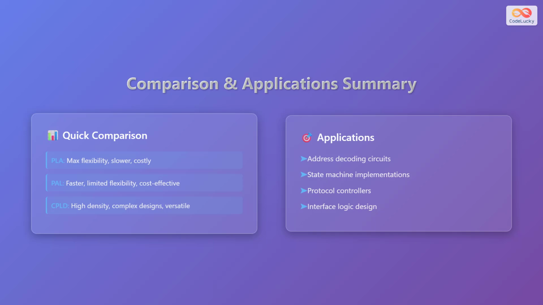Now, let's quickly compare the different types of programmable logic devices and summarize their applications. In terms of flexibility, programmable logic arrays, also known as PLAs, offer the most flexibility but are slower and more costly. Programmable array logic, also known as PALs, are faster and more cost-effective, but have limited flexibility. Complex programmable logic devices, also known as CPLDs, offer high density and versatility for complex designs. These devices can be used in several applications, such as address decoding circuits, state machine implementations, protocol controllers, and interface logic design.